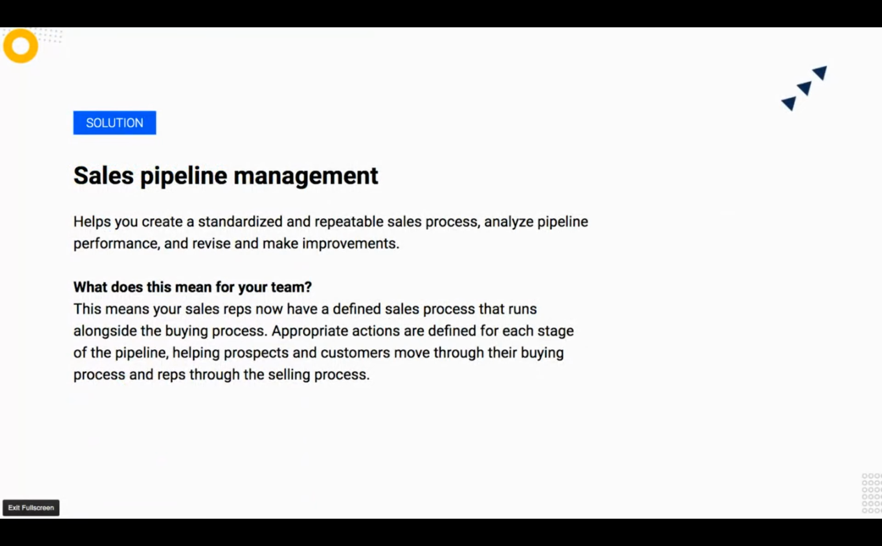All right, sales pipeline management. Let's take a look at our solution. So, the solution is our sales pipeline management. Sales pipeline management is going to help the sales team to build a constructive sales process by defining appropriate actions in every stage of the pipeline, helping the prospects and customers move through their buying process and reps through the selling process. So this sales pipeline management is also going to educate your sales team on what to do in every stage of your business cycle.